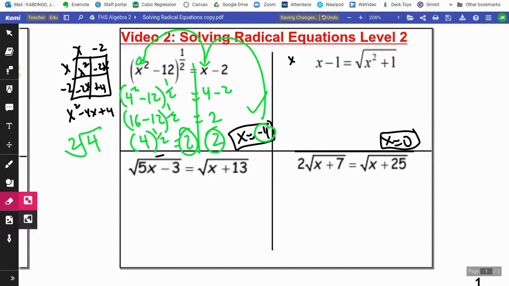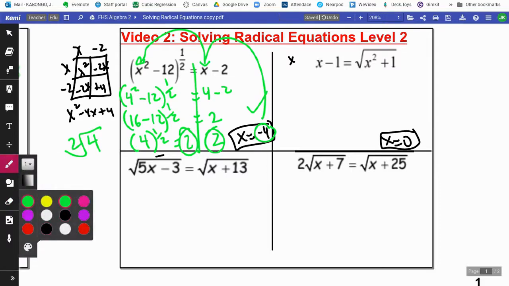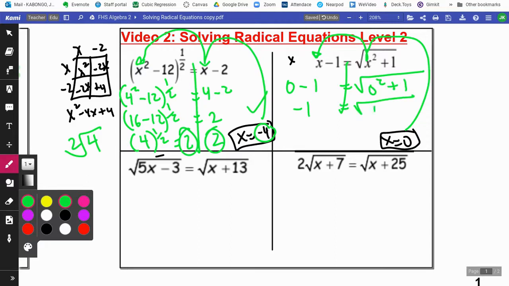Where do we have to plug it in? We have to plug it in for x on both sides. So you take this, you plug it in right here and right here. So let's do this thing. So 0 minus 1, you get negative 1. The left side is done. Let's do the right side. 0 squared plus 1, right? So that gives me 1 here.